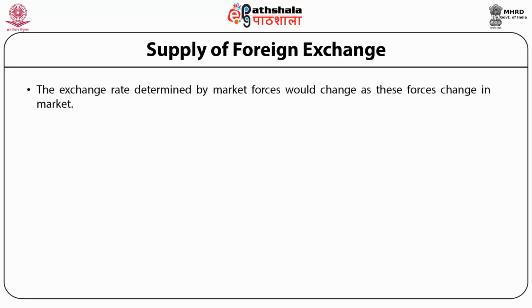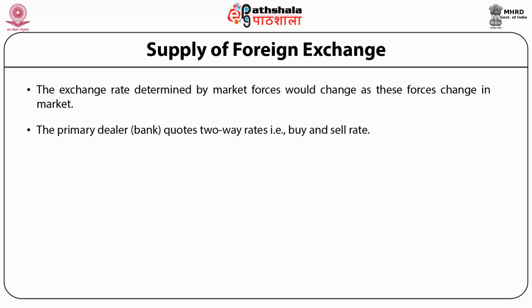The exchange rate determined by market forces would change as these forces change in the market. The primary price makers buy, that is, bid, or sell, known as ask, the currencies in the market, and the rates continuously change in a free market, depending upon demand and supply forces. The primary dealer, that is, the bank, usually quotes two-way rates, that is, buy and sell rates.